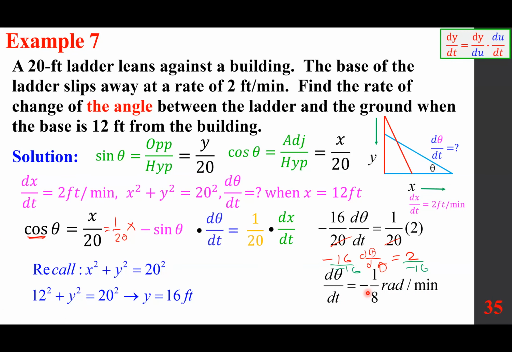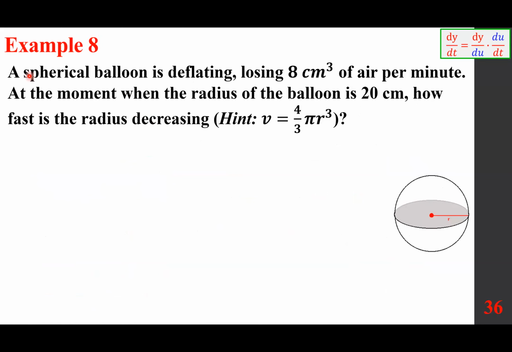We're going to look at the last question. A spherical balloon is deflating or losing 8 cubic centimeters of air per minute. At the moment when the radius of the balloon is 20 centimeters, how fast is the radius decreasing? And I'm reminding you of the volume, so we need to memorize this formula. We already know that from algebra/geometry. And this is dv dt. Now, the only thing I want to emphasize, when it's losing, that means negative. So minus 8 cubic centimeters per minute.